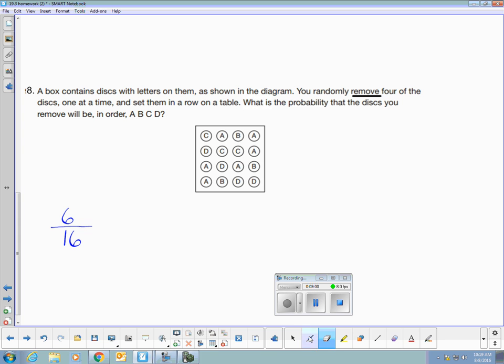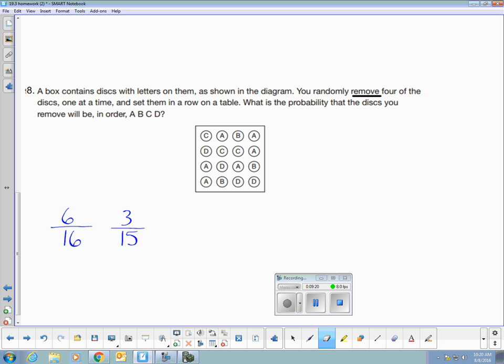All right, so now I've removed an A, and then I want to know what is the probability of then getting a B. So let's see, the number of favorable are 1, 2, 3. There are 3, but remember I've already taken an A out, so there are only 15 discs left. So now I've taken out a B.